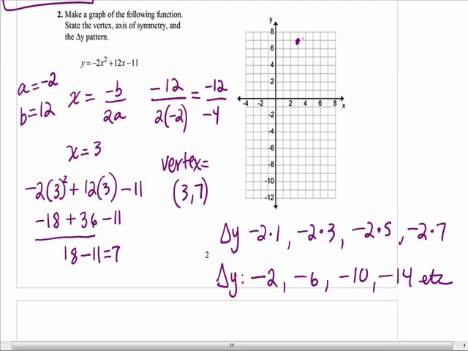So we always go over 1 for the change in x. Over 1, and instead of down 1, we're going to go down 2. Then we're going to go over 1, and then we're going to go down how many? 1, 2, 3, 4, 5, 6. And then we're going to go over 1 and then down 10. So there's that half of my parabola.